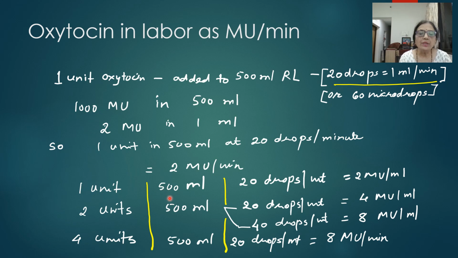So now as we keep on increasing the concentration, instead of 1 unit, if you add 2 units, it will be 4 milliunits per minute. If you double the drip rate to 40 drops per minute, those will increase to 8 milliunits per minute. You are increasing the concentration, so further increase will be there. So it depends on two things: how much is the concentration and how much is the drip rate. That decides how many milliunits per minute a patient is getting.